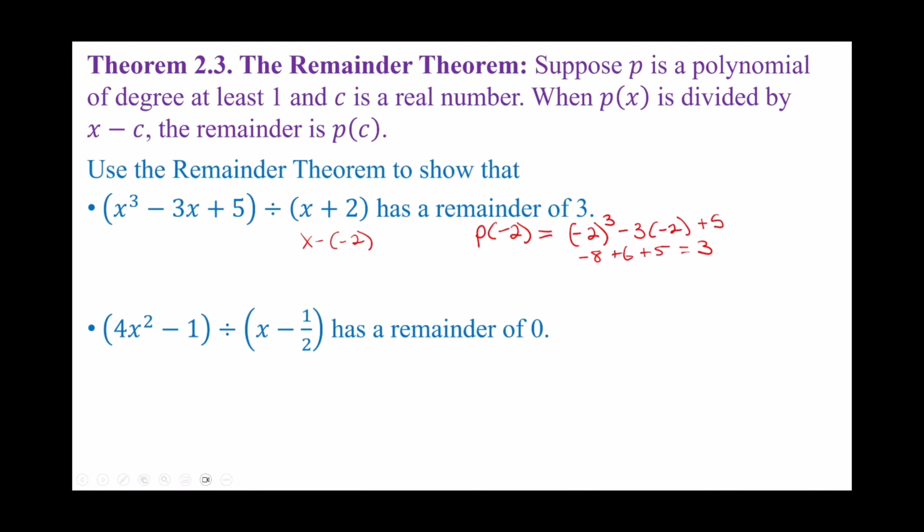Let's do another one. Show that 4x squared minus 1 divided by x minus 1/2 has a remainder of 0. So what we need to find is P of 1/2, if P in this case is 4x squared minus 1. So that would give us 4 times 1/2 squared minus 1, or 4 times 1/4 minus 1, which is 1 minus 1, or 0. So we have a remainder of 0 here.